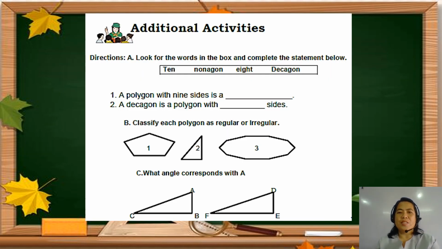Additional activities. Direction. A. Look for the words in the box and complete the statement below. So, the words in the box: 10, nonagon, 8, and decagon. Number 1. A polygon with 9 sides is a blank. Number 2. A decagon is a polygon with blank sides. For letter B, classify each polygon as regular or irregular. For letter C, what angles corresponds with A?